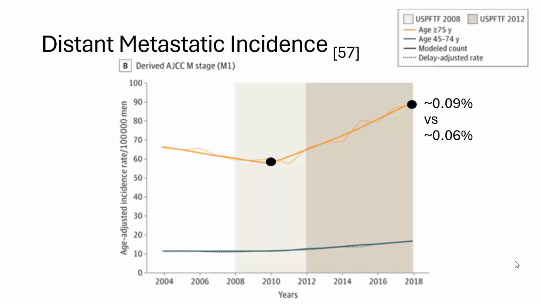So a difference between 0.06% of men getting diagnosed with distant metastatic prostate cancer when we were doing more PSAs compared to 0.09% when we were doing less PSAs based on the guidelines in that period.